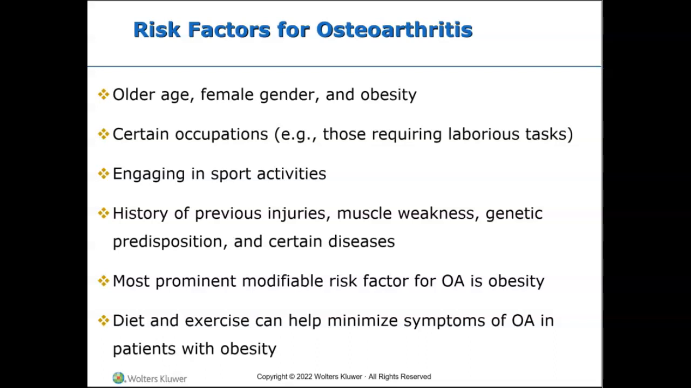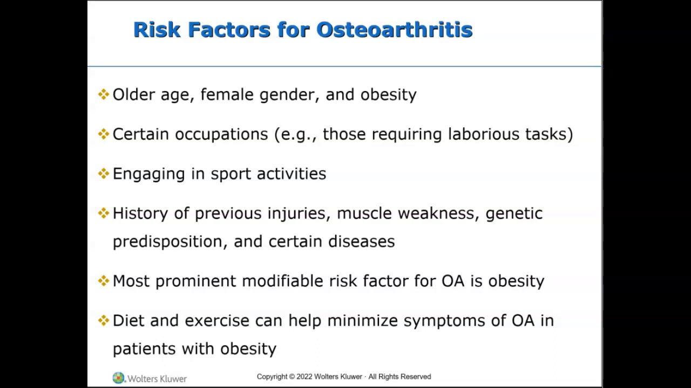Certain occupations can also put the patient at a higher risk, like those requiring laborious tasks, right? Where you're overusing your joints, such as bending or repetitive stress on a joint, right? Maybe patients who engage in sport activities all the time, patients with a history of previous injuries, patients with muscle weakness, genetic predisposition, and certain diseases can also lead to osteoarthritis. The most prominent modifiable risk factor for osteoarthritis is obesity, right?